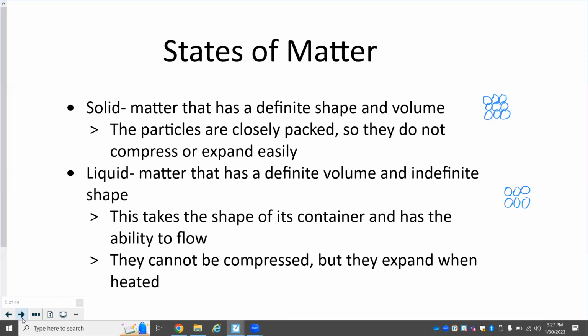However, liquid will expand when heated. So think if you've ever made mac and cheese or something, if you fill the pot too much, that water expands when it heats and it will overflow the pot. That's why you have to leave space at the top of the pot for that water to expand.